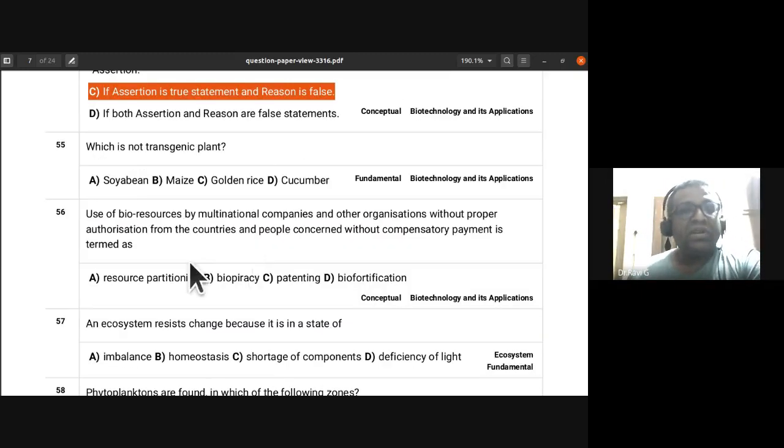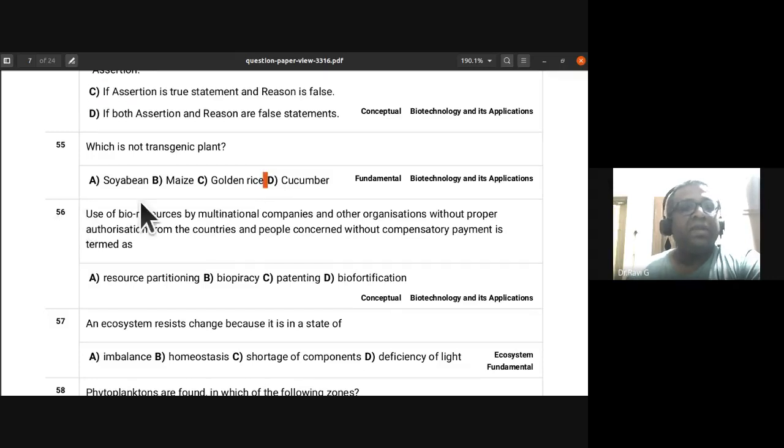So which is not a transgenic plant? Soya bean, maize, golden rice, cucumber. So cucumber is not a transgenic plant. So 55th, cucumber is not a transgenic plant.